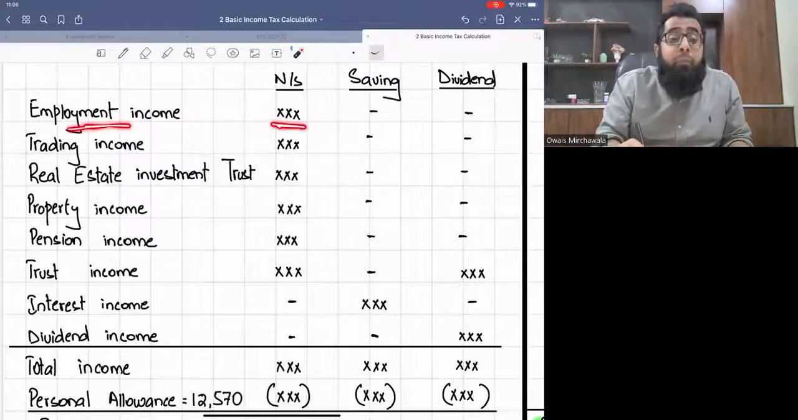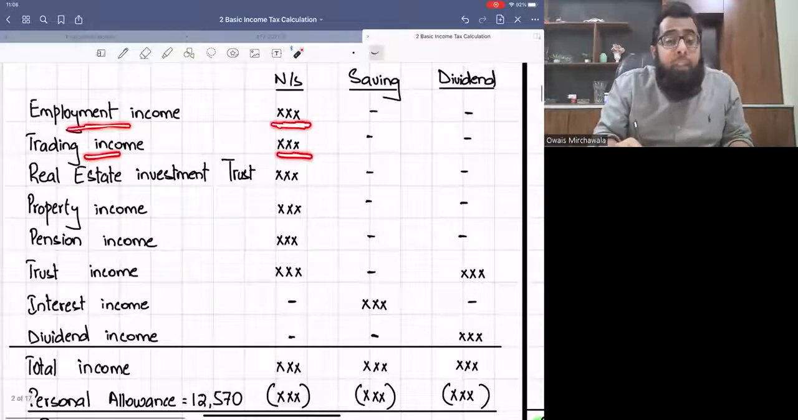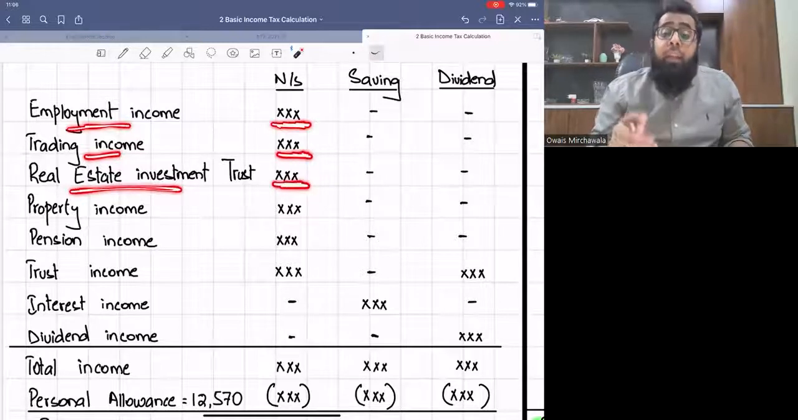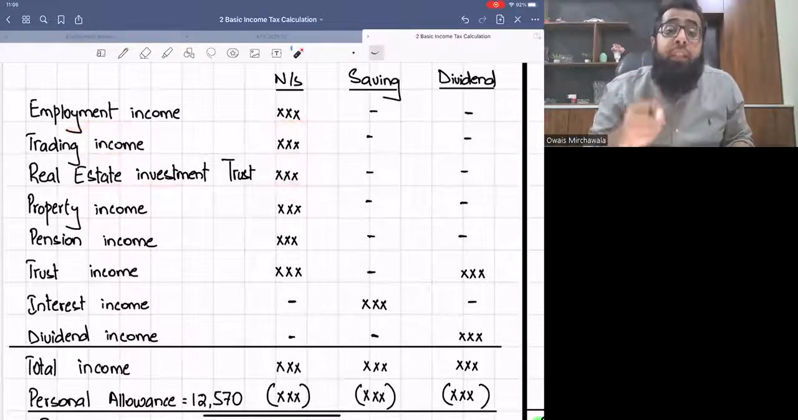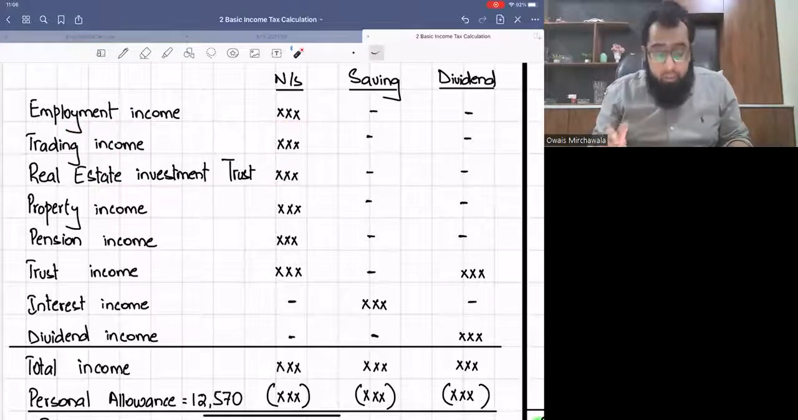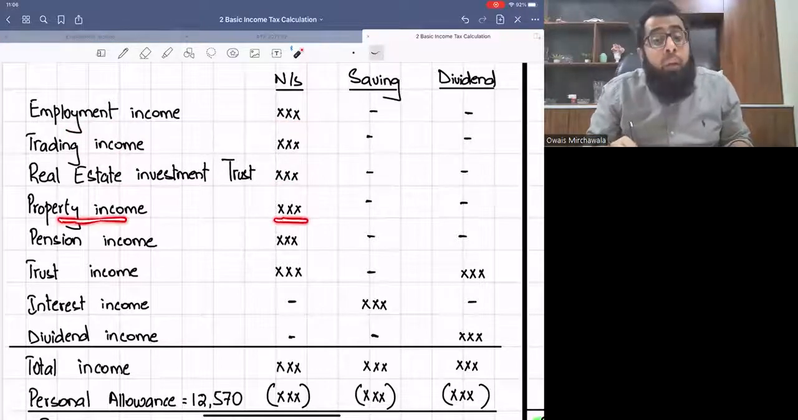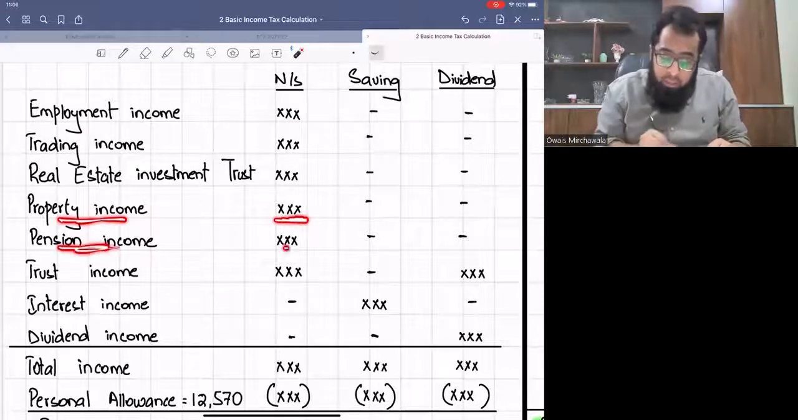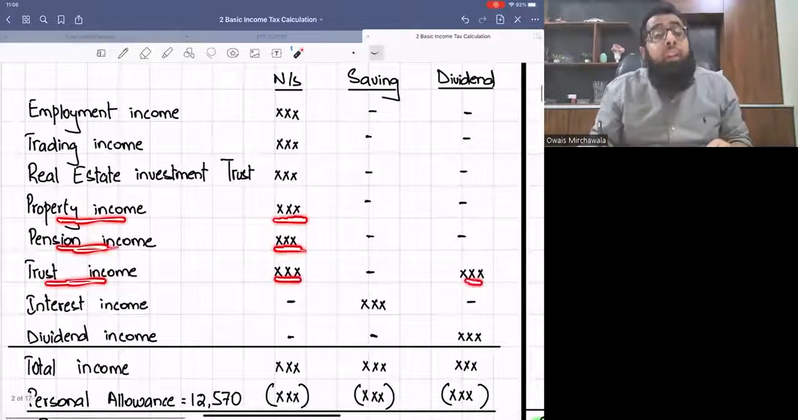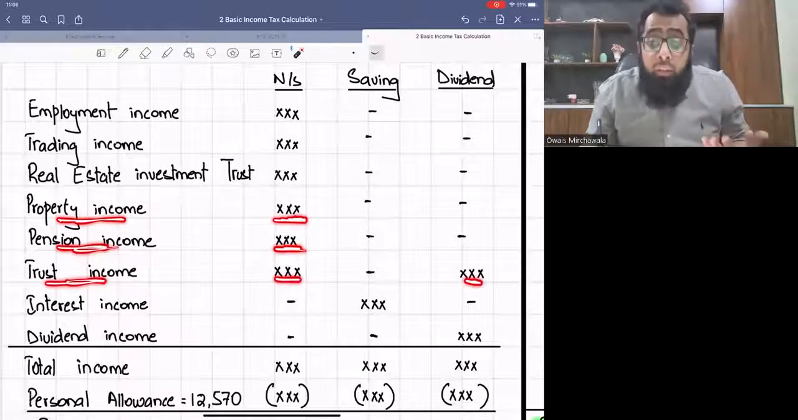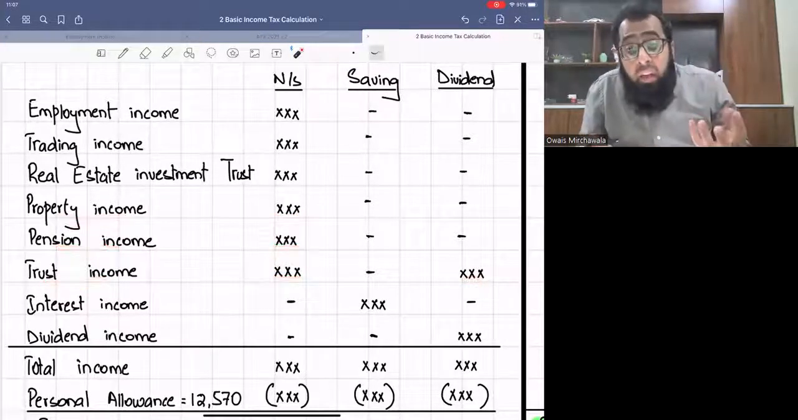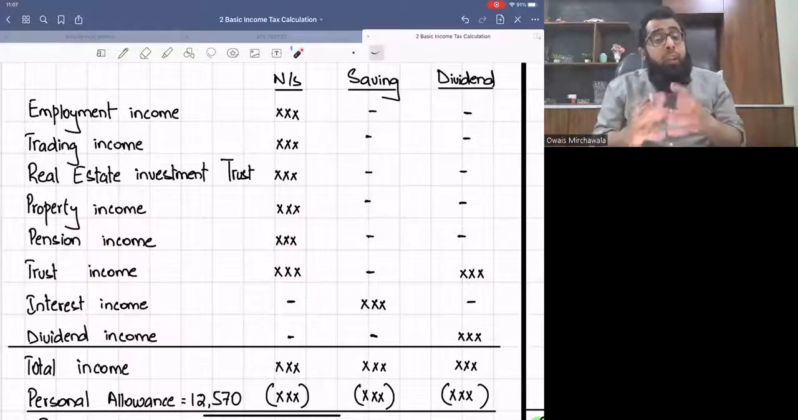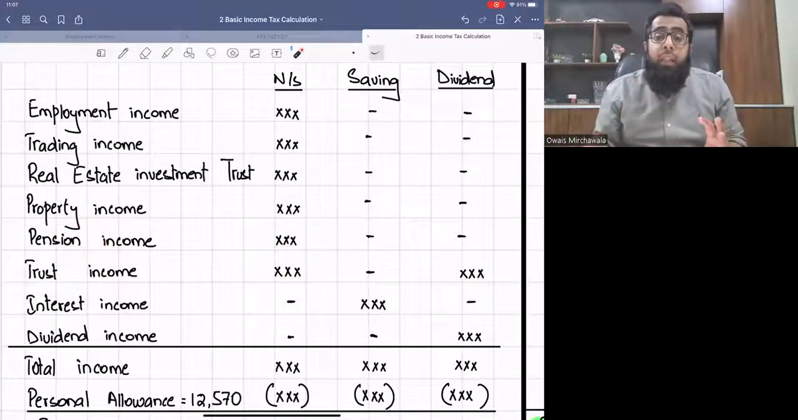Employment income, the income from a job. Trading income is business income. Real estate investment trust is income from mutual funds which invest in the property market. Property income, if you are earning from rental incomes directly. Pension income. Trust income, we will discuss what trusts are, when they are classified as non-saving, and when they are classified as dividend. It will all be discussed in detail.